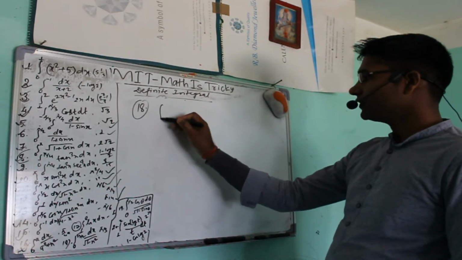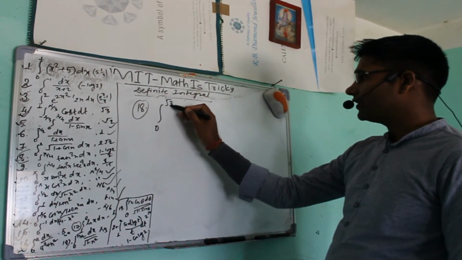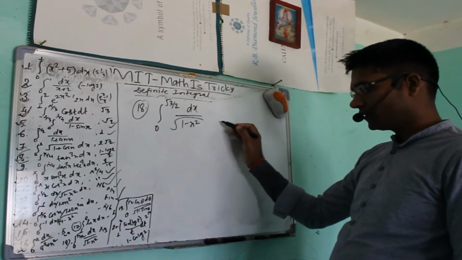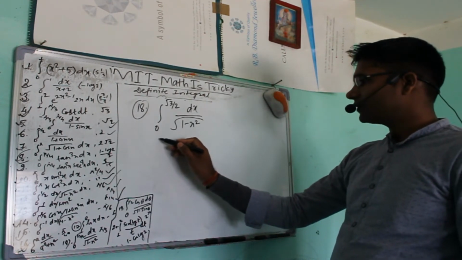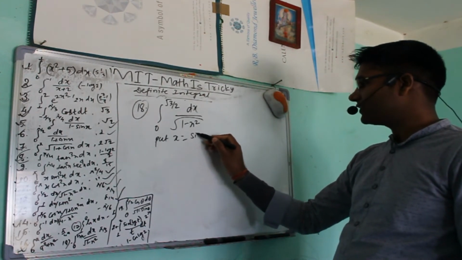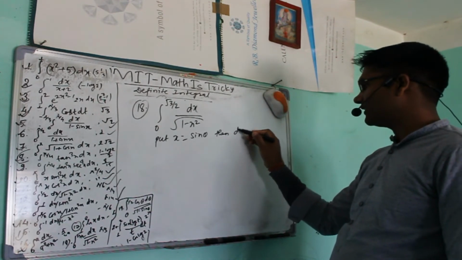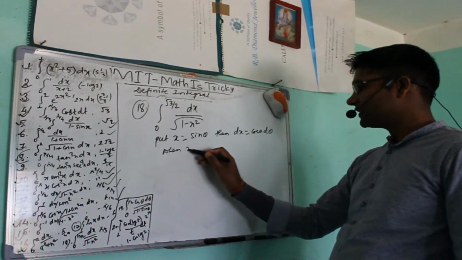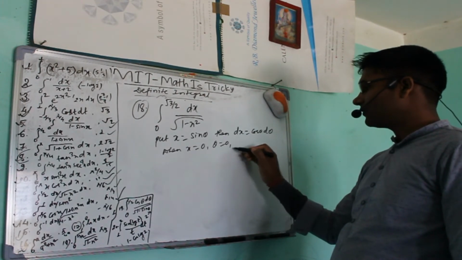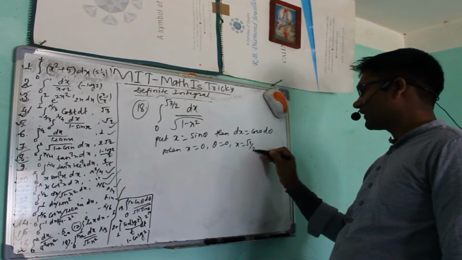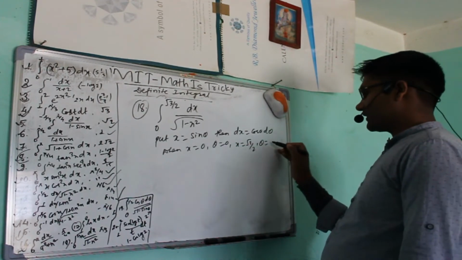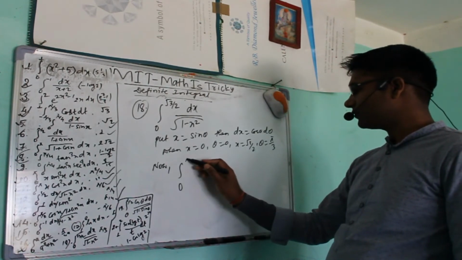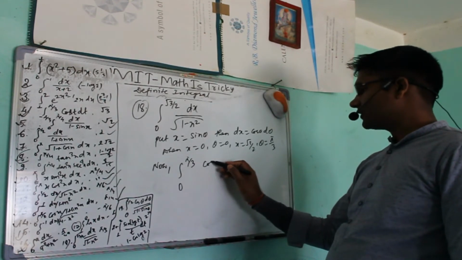So we can put here sine x equals y, then dy by dx equals cos x, and therefore dx equals dy by cos x. So dx will be dy by cos x.